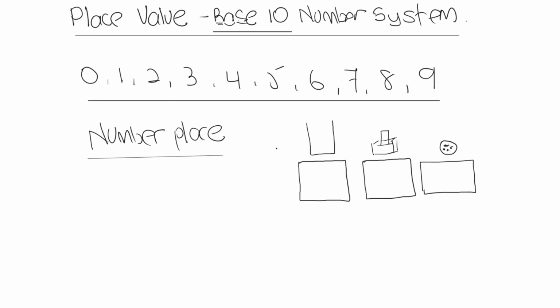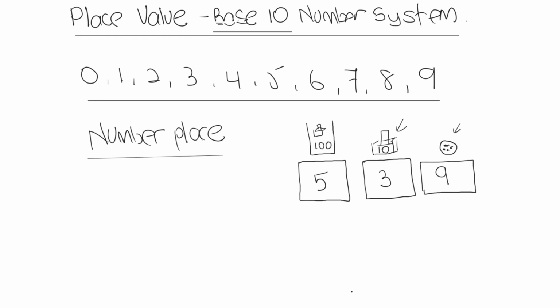So, I've got the number place, which you are familiar with. These are individual cookies here. This is a basket of 10 cookies, and this is a container of 10 baskets of 10 cookies, which is 100. Now, let's say, for example, I fill up these boxes with some digits. Let's say 5, 3, and 9.